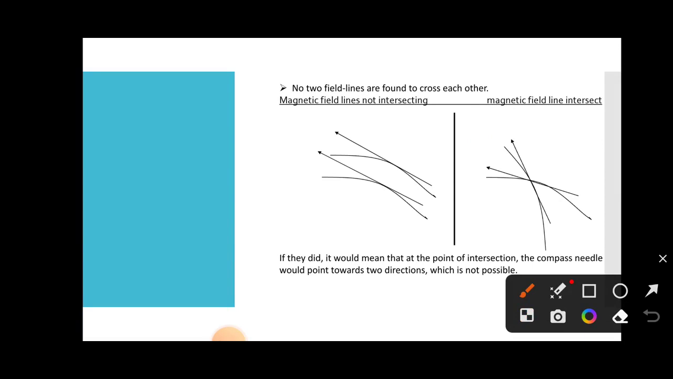Hence, no two field lines are found to cross each other.